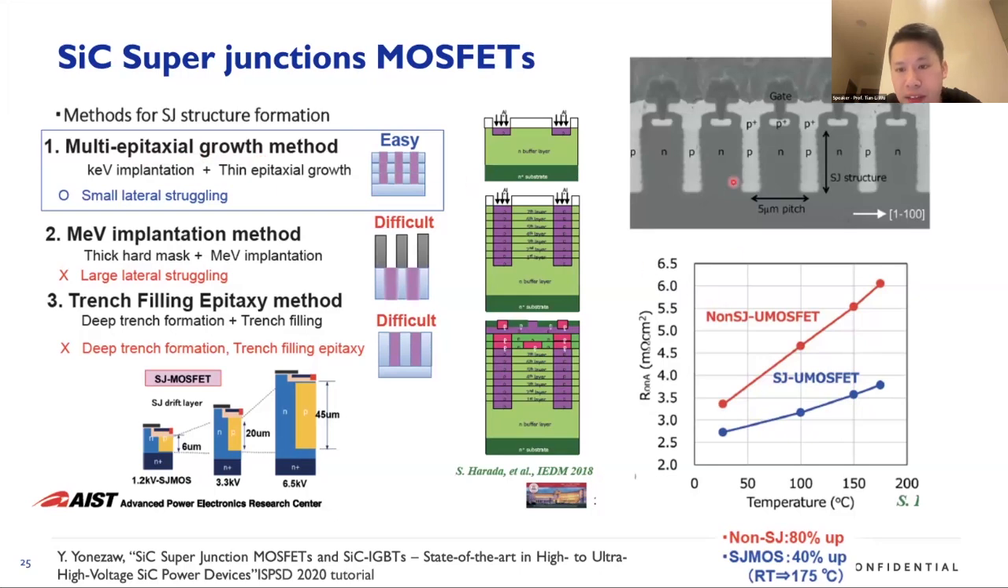In the end, they successfully demonstrated the vertical silicon carbide super junction MOSFET with a perfect PN junction pillar. The most important point is that you can see here the super junction U-MOSFET can further reduce the on-resistance with the same voltage rating compared to the typical U-MOSFET.